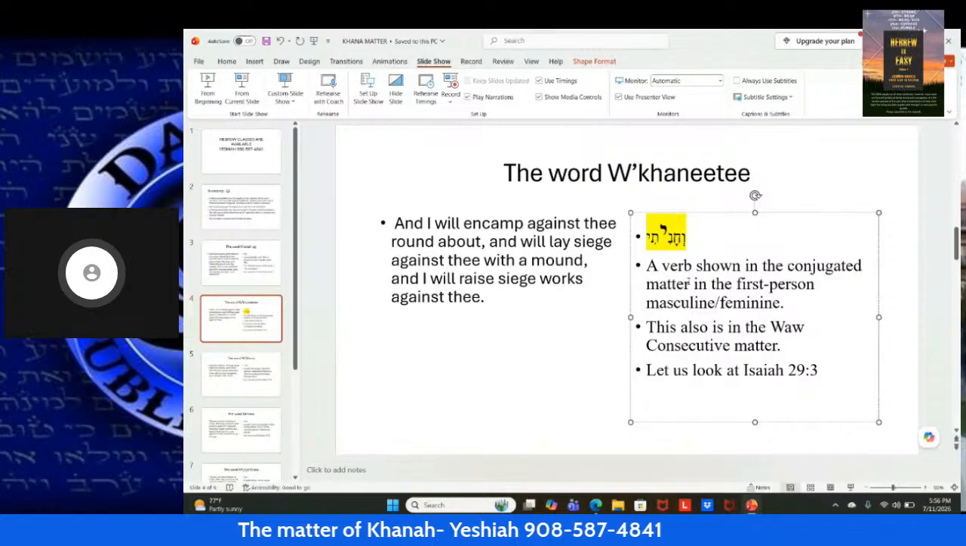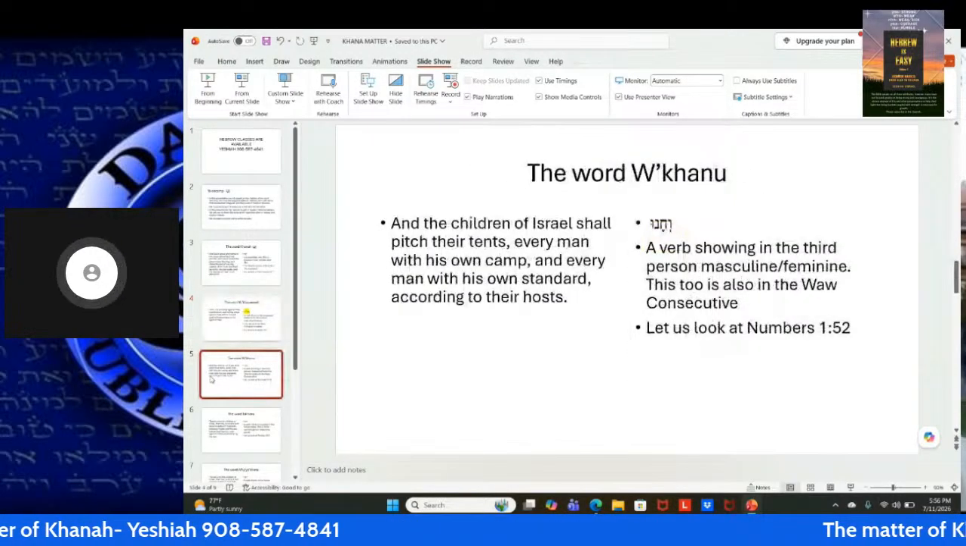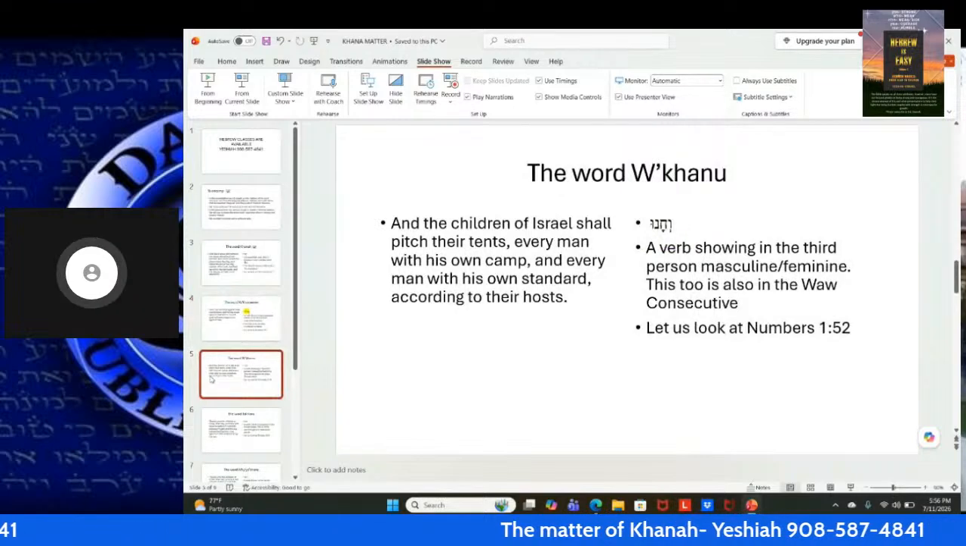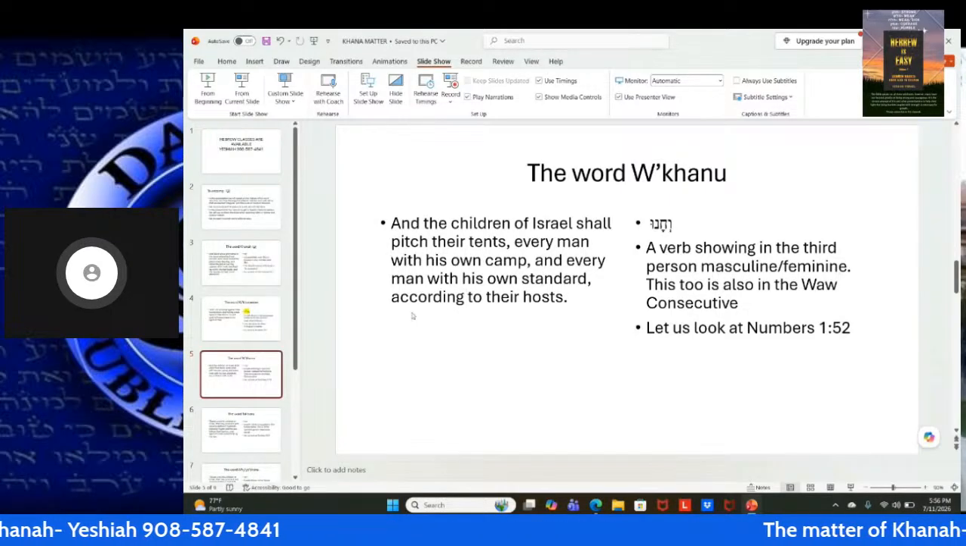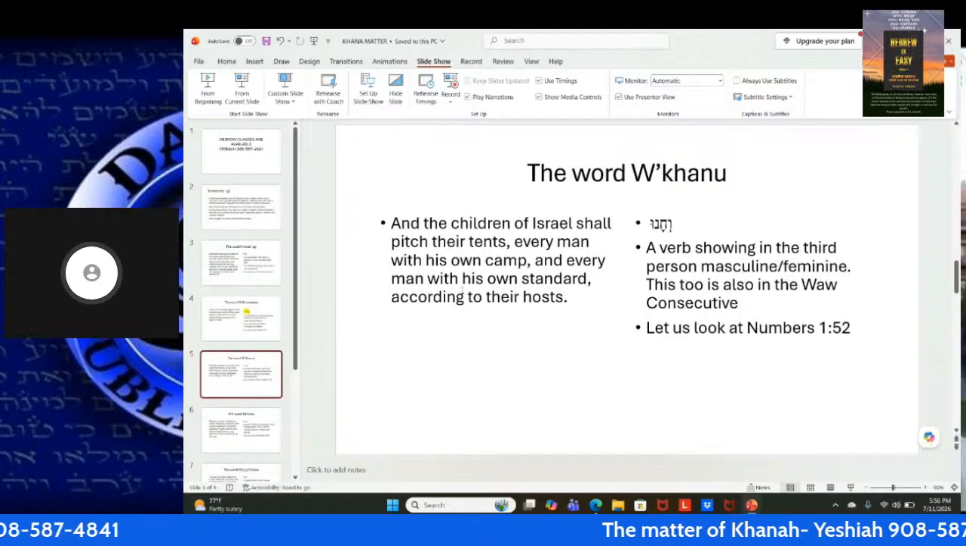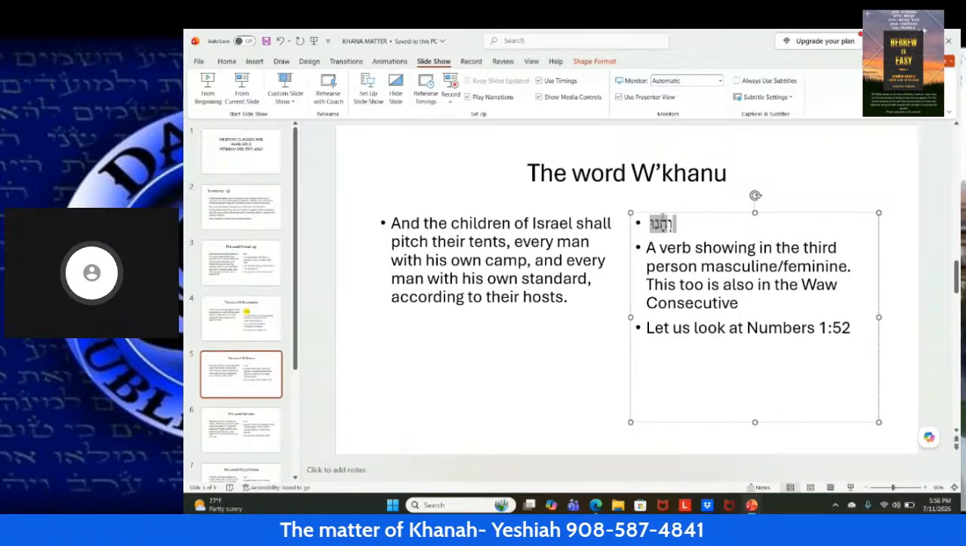All right. Now, let's continue in this manner, dealing with the word Khannah and how it works within the scriptures. Thank you for the time. And the children of Israel shall pitch their tents, every man with his own camp, and every man with his own standard according to their host. Now let's look. It says in the Hebrew here, Wachanu.